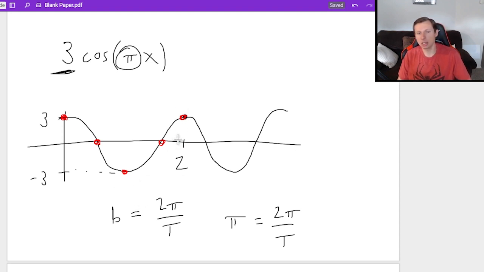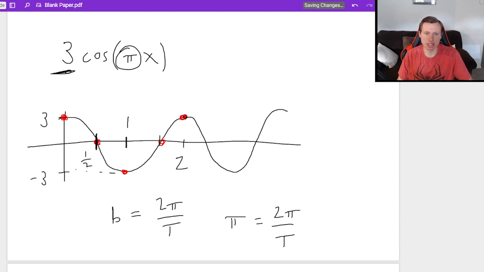Now basically, since I know one full oscillation is 2, if I want to find the distance of all the other ones, I like to say cut in half twice. So what does that mean? If I cut it in half once, I get this point right here, which is 1. And if I cut it in half again, I get this point right here, which would be 1/2.